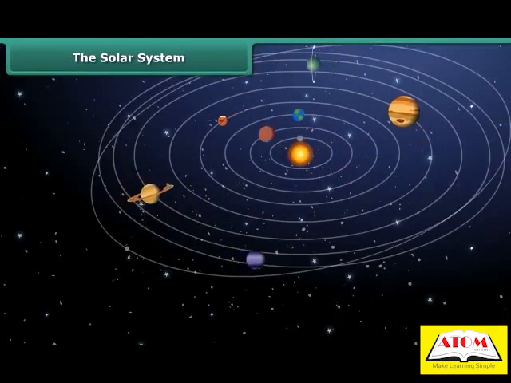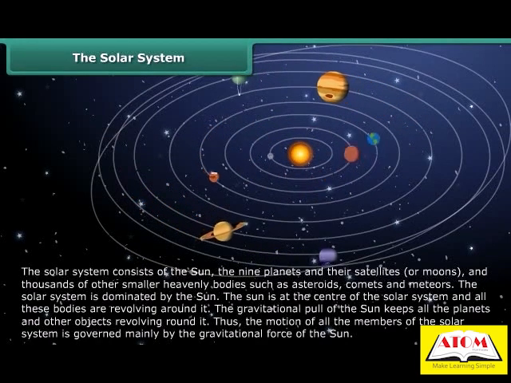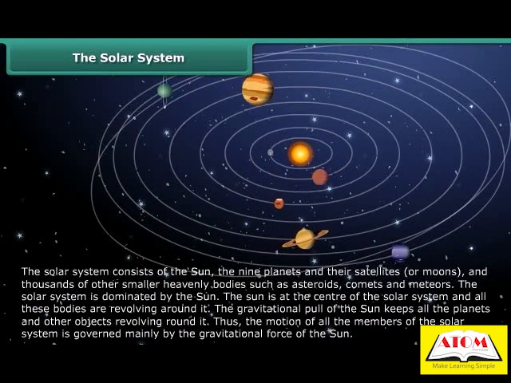The solar system. The solar system consists of the Sun, the 9 planets, and their satellites or moons, and thousands of other smaller heavenly bodies such as asteroids, comets, and meteors. The solar system is dominated by the Sun. The Sun is at the center of the solar system, and all these bodies are revolving around it.